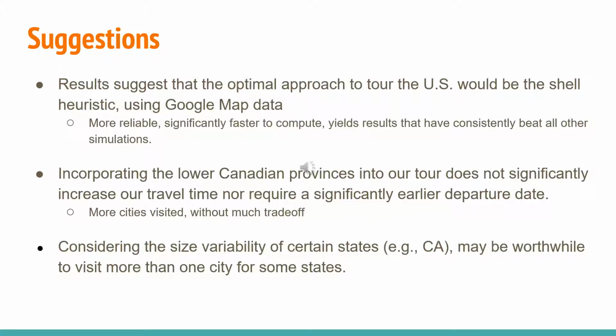Considering the size variability of certain states, it may be worthwhile for us to visit more than one city for some states. For example, it would be a good choice for us to visit several cities in California, as it is the third largest by area and is the most populous state in the US. Cities like Los Angeles and San Francisco are all good places for us to go.